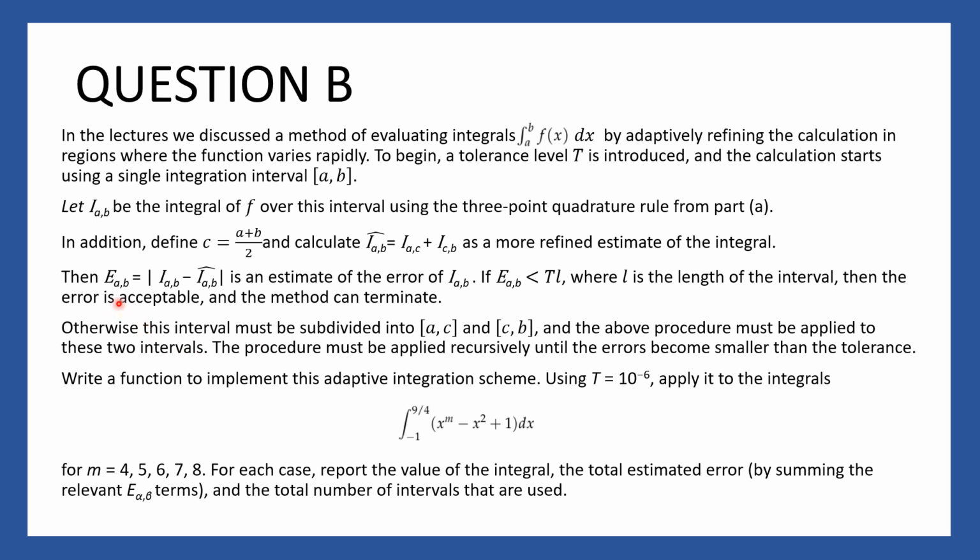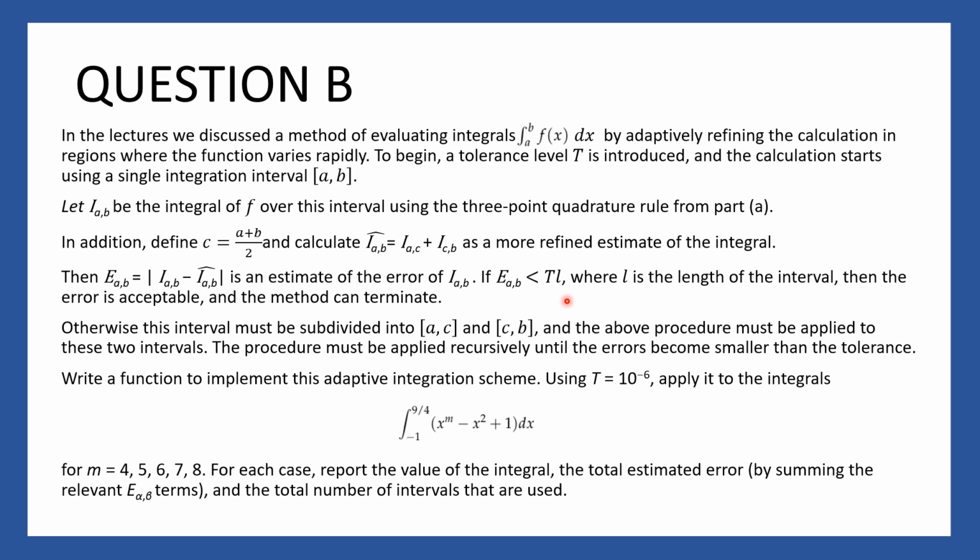And then the error here is the absolute value of the integration that was done without the subdivisions minus the integration done with the subdivisions. And then now, if this error is less than the tolerance level that we set times the length of the whole interval, then the error is acceptable and the method can terminate. But if it is not, then it will be subdivided and subdivided until our error is less than the tolerance level. So that is what this question is telling us to do.